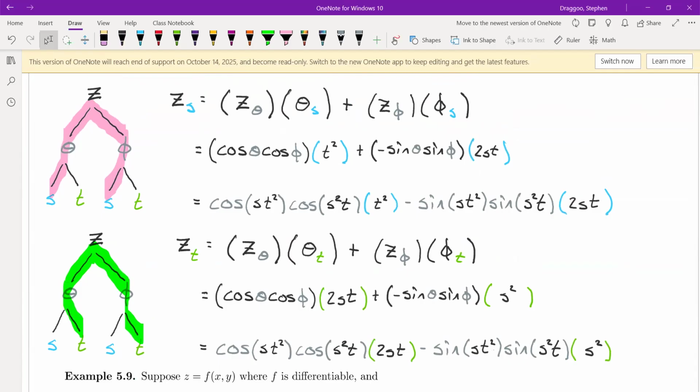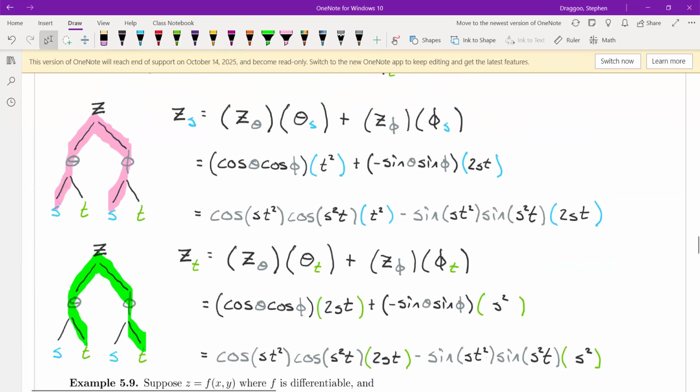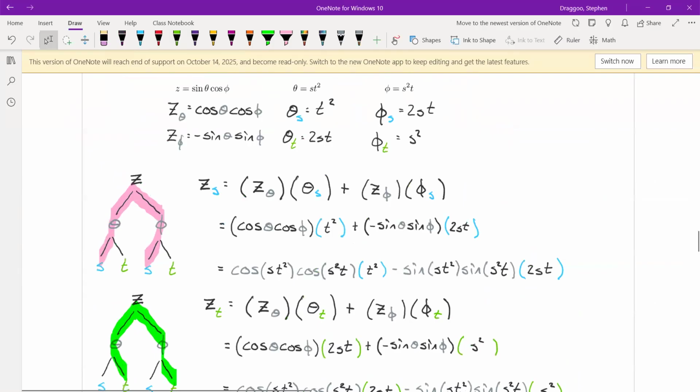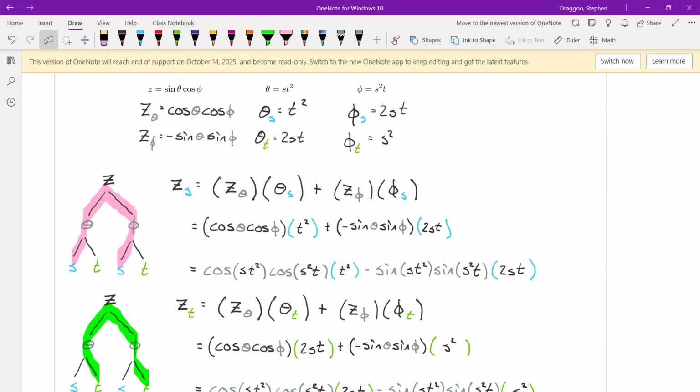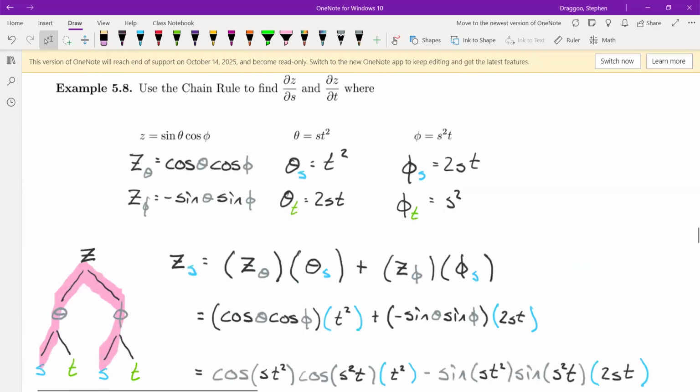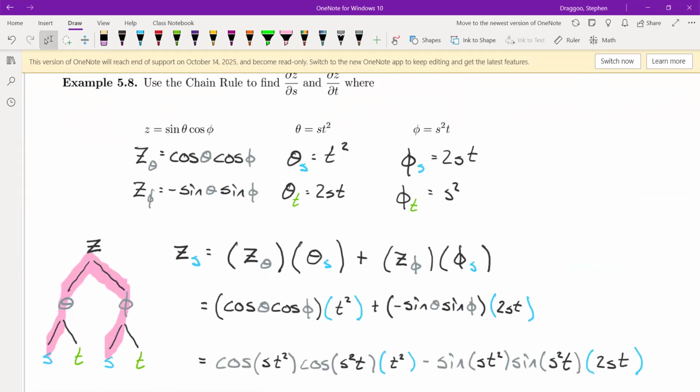So after we did all of that, I'll take a moment to just point out, and here, I'll just keep one of them on screen for the moment, so I can come back up and look at the top parts. If I had simply substituted st squared in for theta and s squared t in for phi, I could have skipped over the chain rule part, and then just done an S partial and a T partial directly at the beginning.